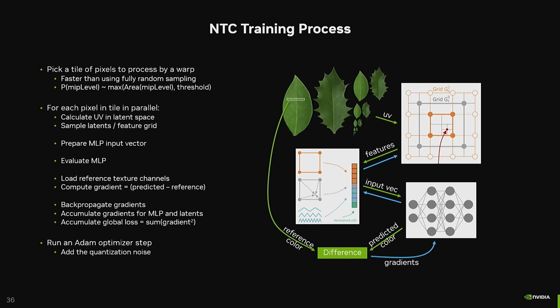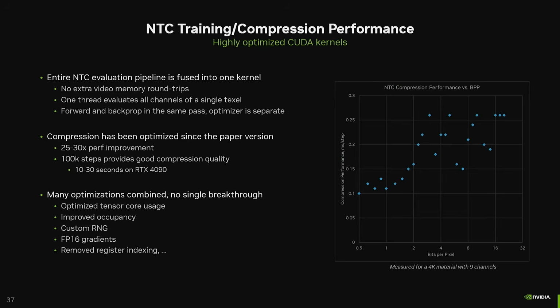And then the network weights and the features are adjusted using the Adam optimizer, and then rinse and repeat until the error is small enough. That process may sound quite expensive, but it's actually been pretty well optimized.